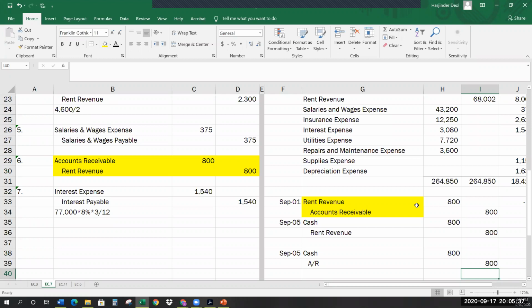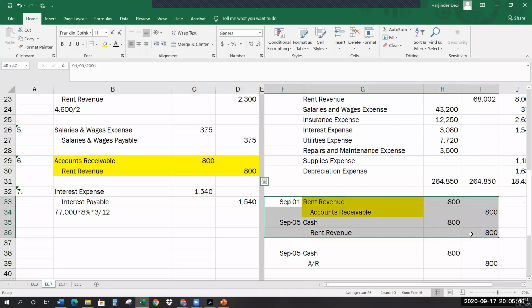But what you're missing here is, this is my August. In August, I only had one rent. Agreed? Okay. Now this is my September. I'm not double counting. If you think of your T account, make a T account for rent revenue. I'm debiting 800 and I'm crediting 800.